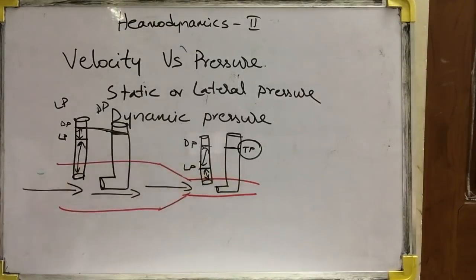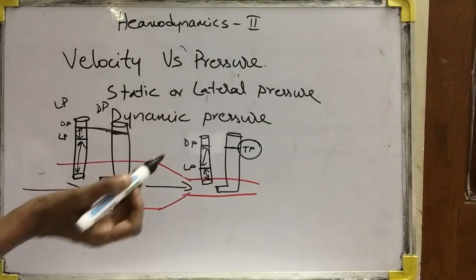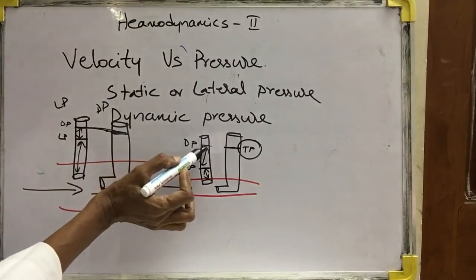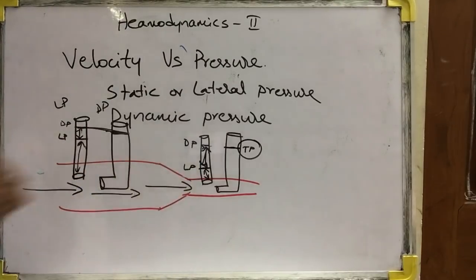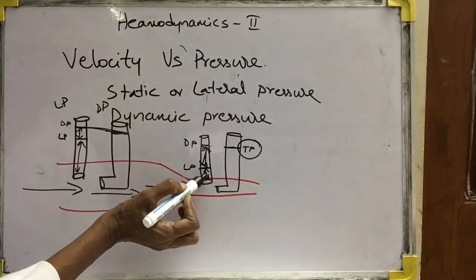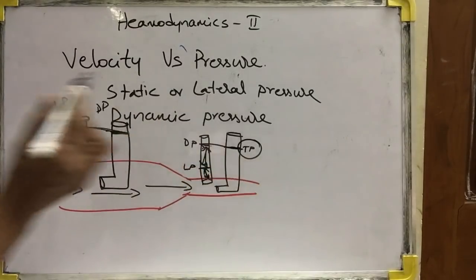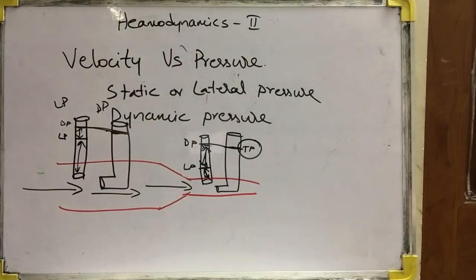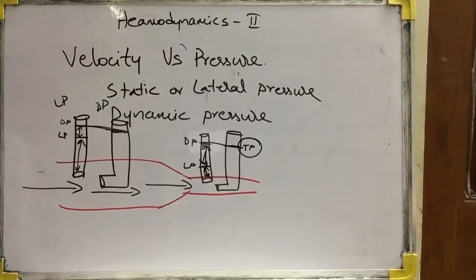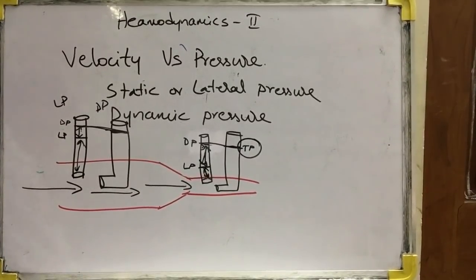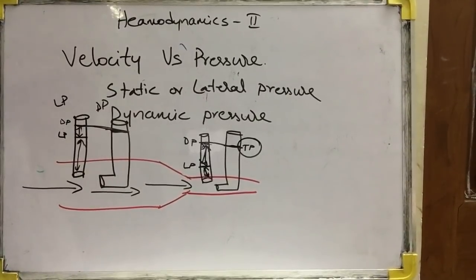If the flow is increasing, that means the velocity of flow is increasing, so the kinetic energy of the flow is increased. If the kinetic energy of the flow is increasing, the dynamic pressure will increase. And here the lateral pressure is less, and you will see that the total pressure will remain constant. So the dynamic pressure and lateral pressure will act in such a way that the total pressure will remain constant.